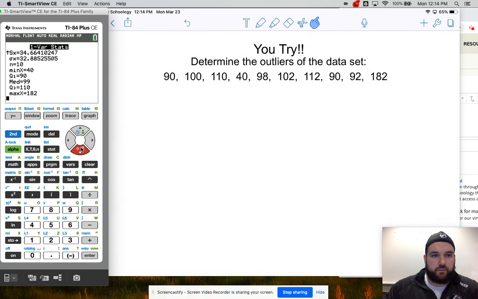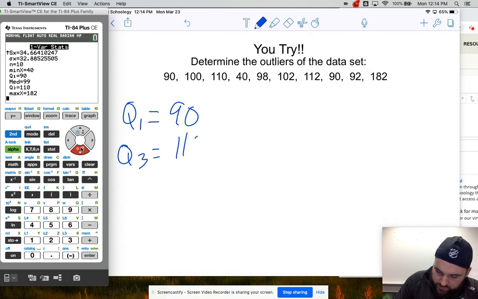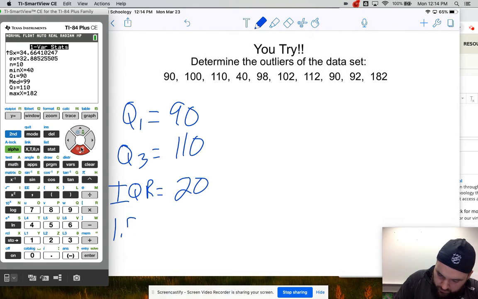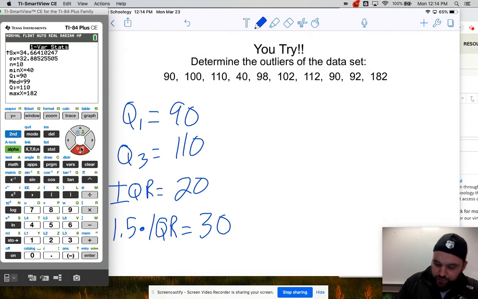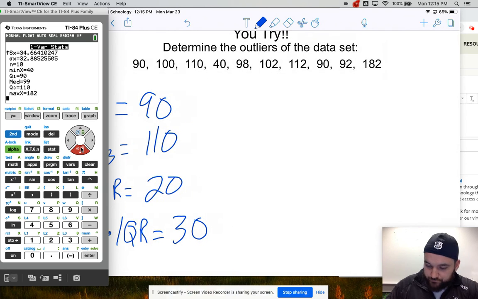Go down to here. So I get Q1 is 90, Q3 is 110. So the IQR is how far apart are those numbers, and that's 20. 1.5 times the IQR, or 1.5 times 20, is going to be 30. So 30 is kind of my magic number again. If I'm 30 above Q3 or 30 below Q1, I'm considered an outlier.